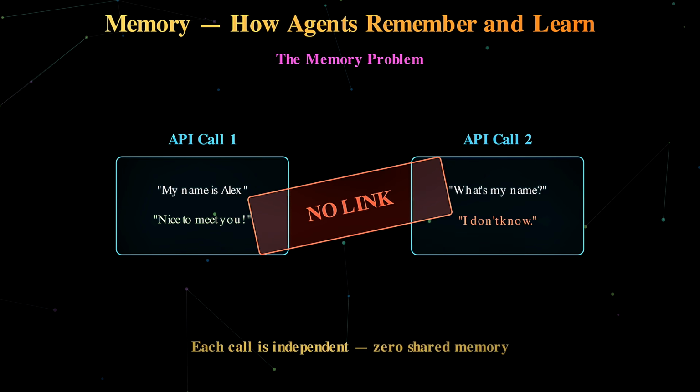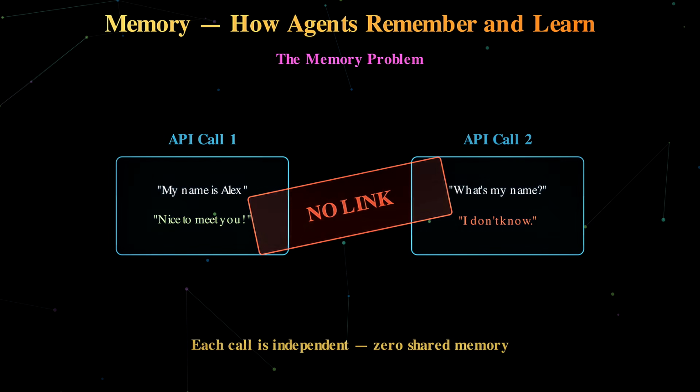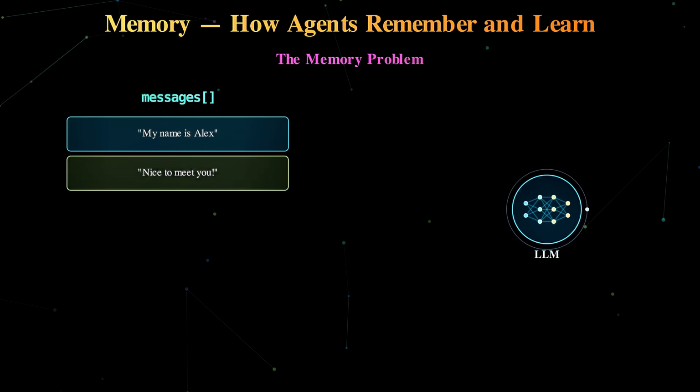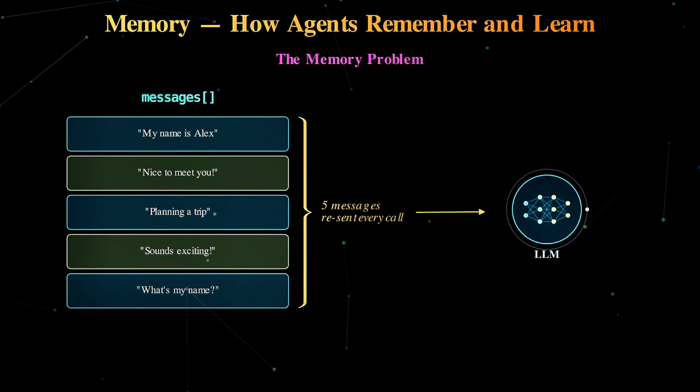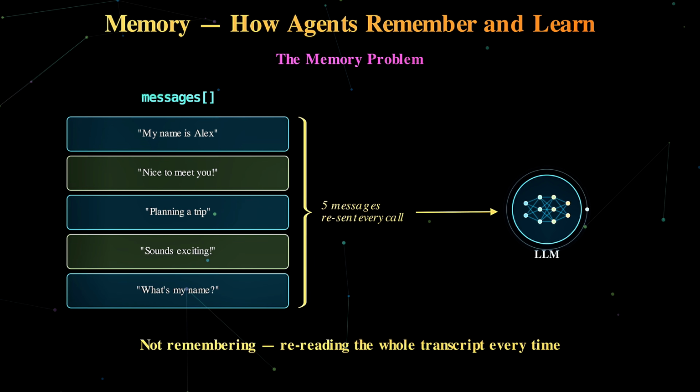LLMs are stateless by nature. Each call is completely independent. The model has zero memory of previous calls. If you send "my name is Alex" in one call and "what's my name" in the next, the model genuinely doesn't know. What feels like memory in a conversation is actually an illusion. The application resends the entire conversation history with every single request. The messages array grows with each turn, and the model isn't remembering. It's rereading the whole transcript every time.